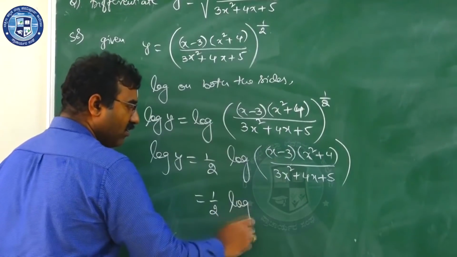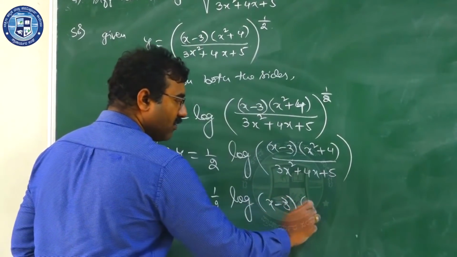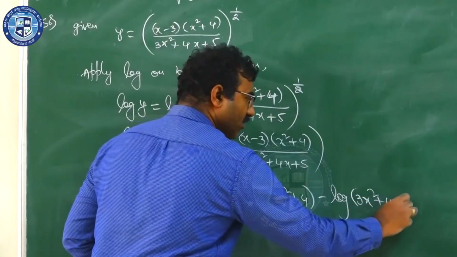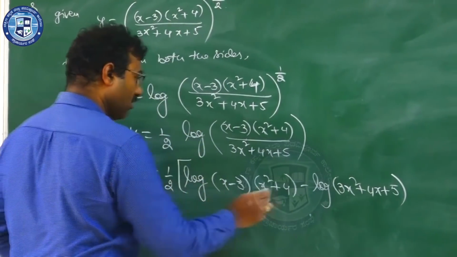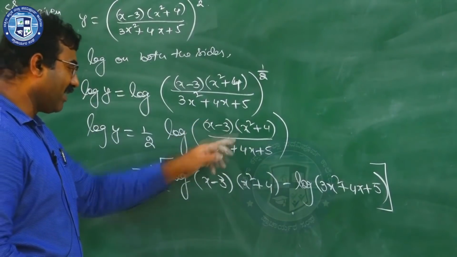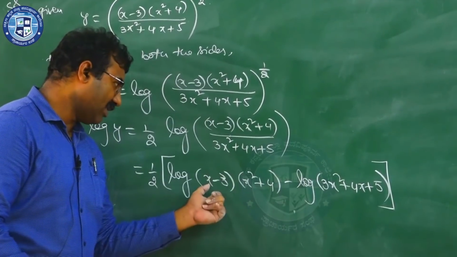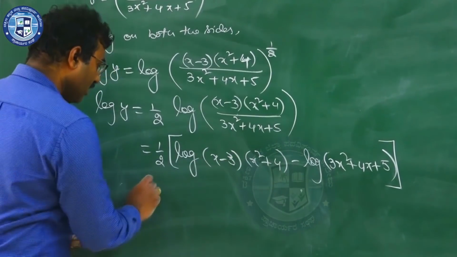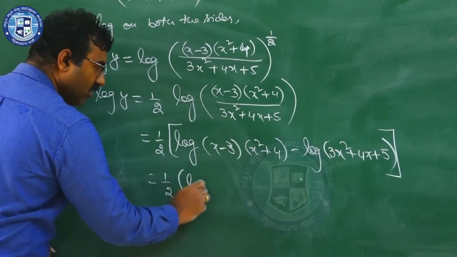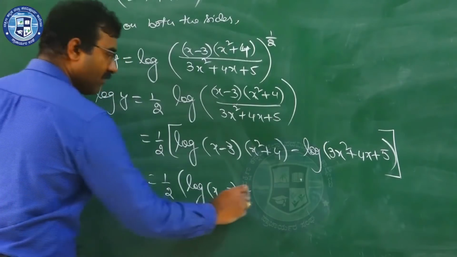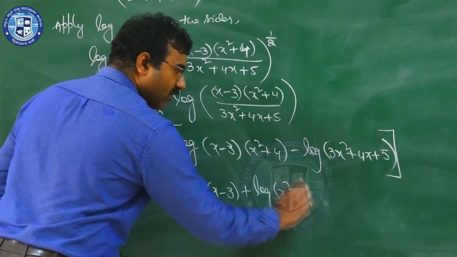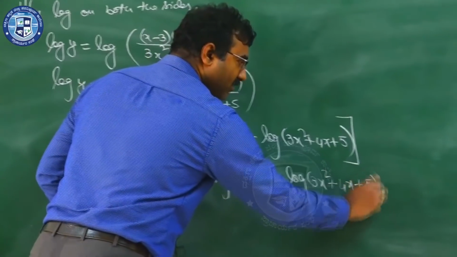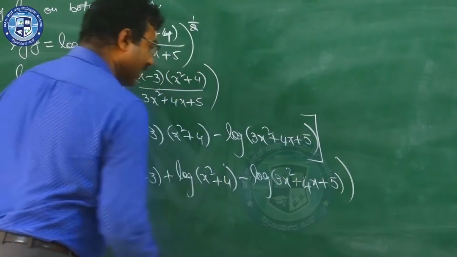So 1 by 2 into log of the numerator minus log of the denominator, log (3x square plus 4x plus 5). So log of x by y we can write as log x minus log y. Now this is log of x into y, the product rule: the product becomes addition here. So 1 by 2 into log (x minus 3) plus log (x square plus 4) minus log (3x square plus 4x plus 5). Okay, like this we got.